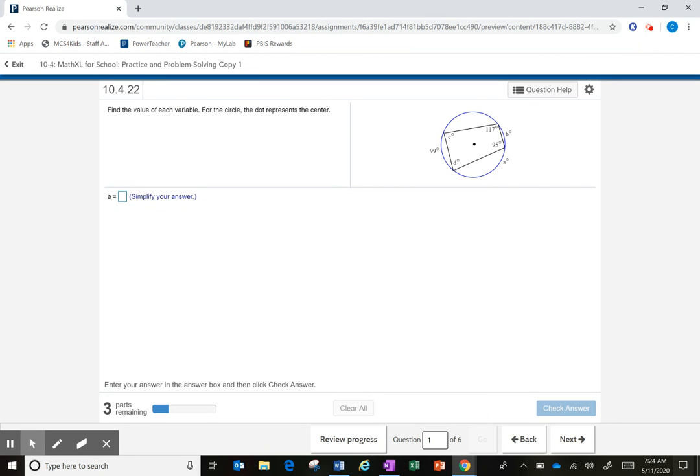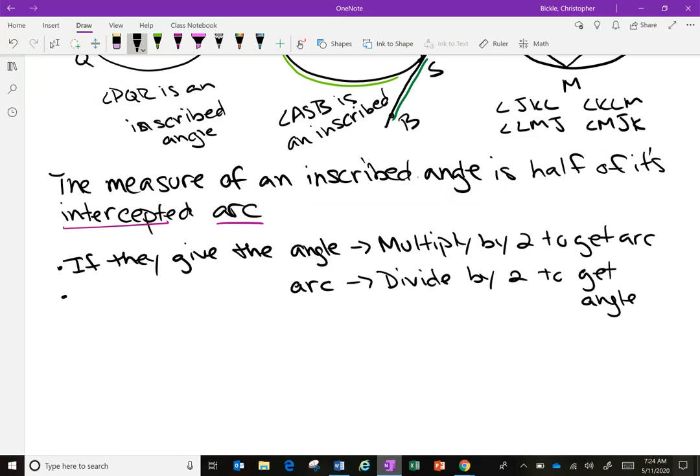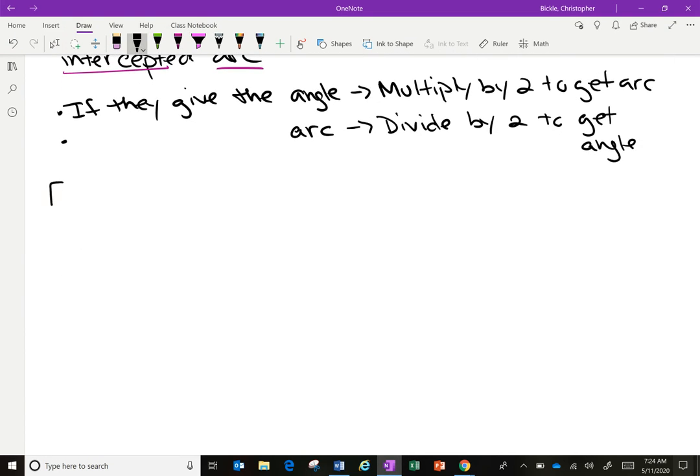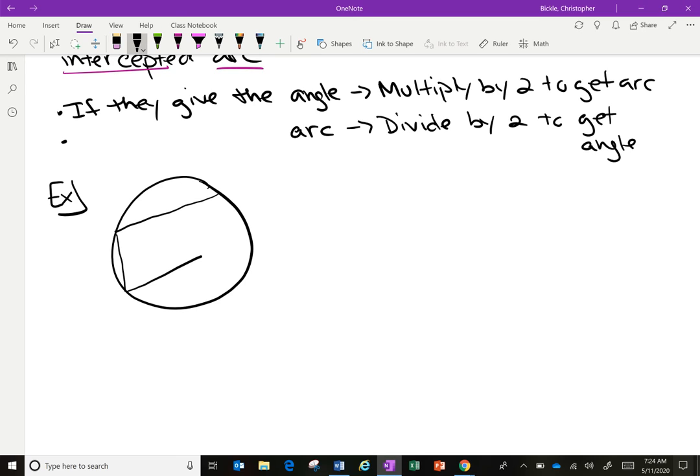So this first one says find the value of each variable for the circle, the dot represents the center. I don't want to use these exact numbers, but I've got the idea of what's going on here, and we can look at it and go from there. Okay, so we're going to do an example here. We've got a circle, and we are going to inscribe a quadrilateral. So let's go 1, 2, 3, 4.